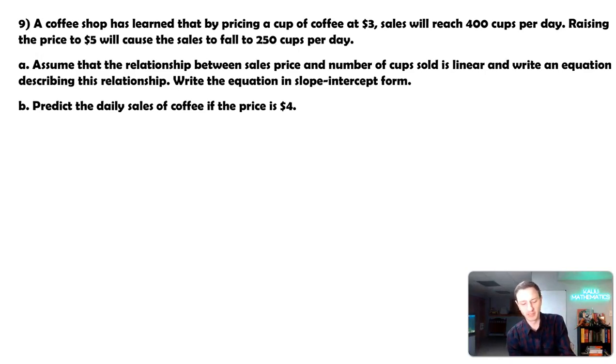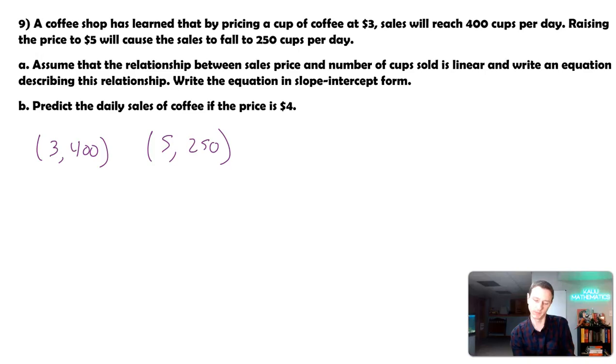We're given two different pieces of information. We are given that $3 results in 400 cups. But then we are given the information that $5 results in 250 cups. What we're trying to do is generate an equation to determine, well, what if we price it at $4? So we have ordered pairs, right? $3 is 400 cups, $5 is 250 cups.